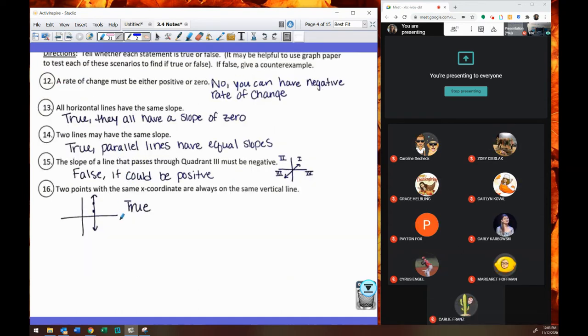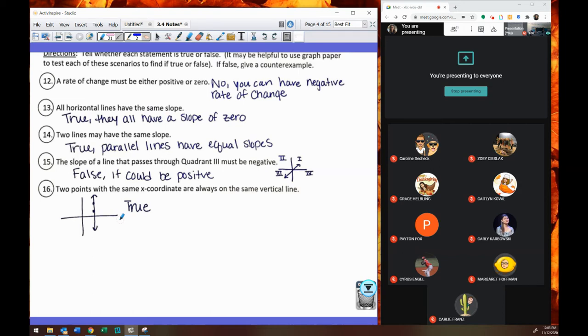Yeah. And then true or false: rate of change must be either positive, negative, or 0. That's false because you can have negative change. We looked at an example of spending money in a bank account as an example of a negative rate of change. You also have undefined slopes. All horizontal lines have the same slope. That's true. Your slope is always 0. Two lines may have the same slope. That's also true. That's how you create your parallel lines.